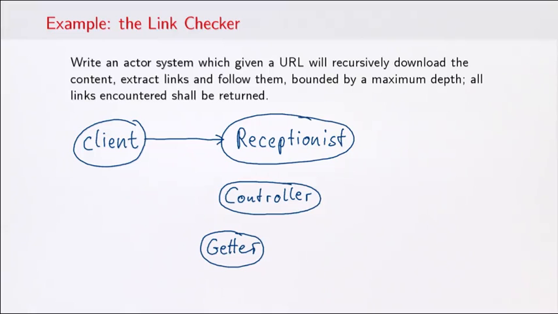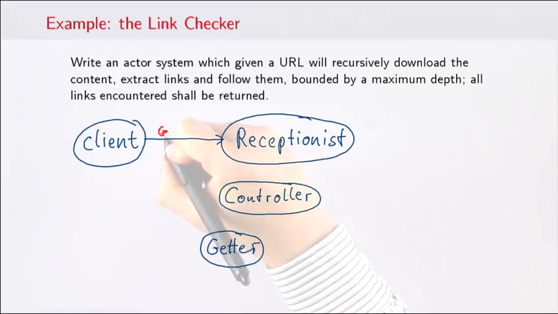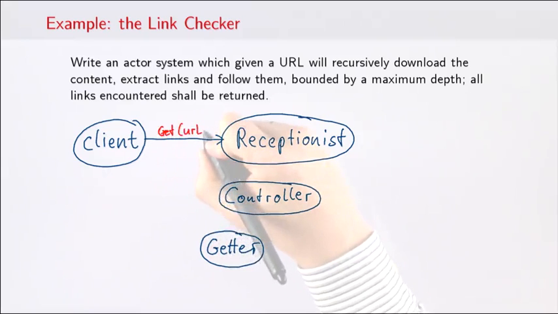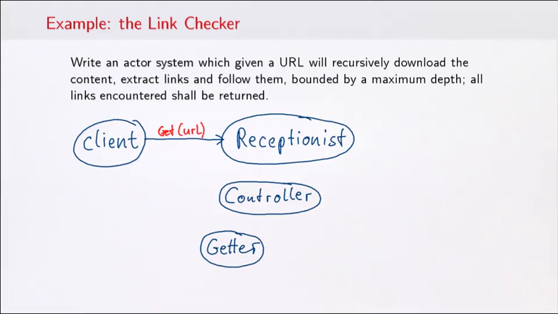To recap, let us now put in the messages which will be exchanged to achieve this. The client sends a GET request for a URL. The receptionist will create a controller and send it a check for a given URL with a certain depth, because we do not want to do this in a boundless fashion.